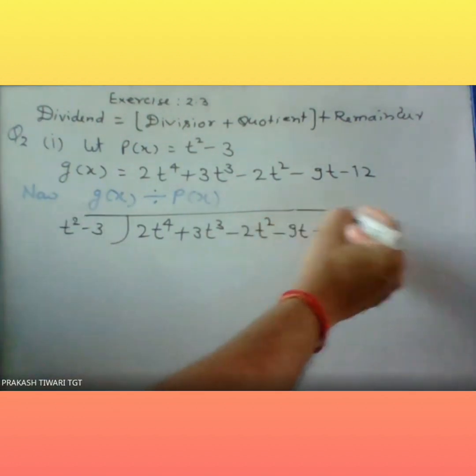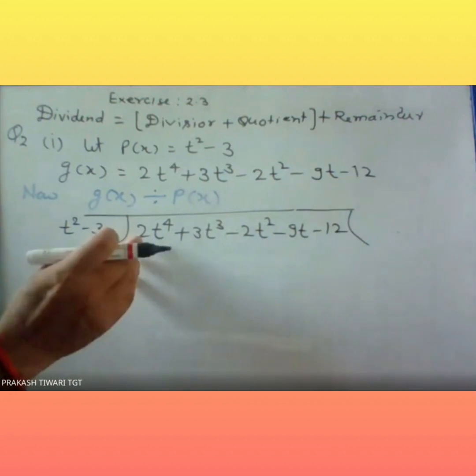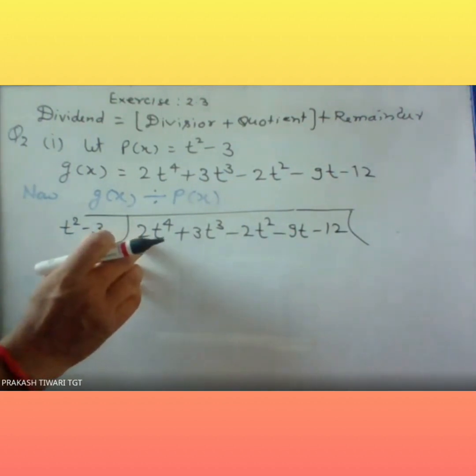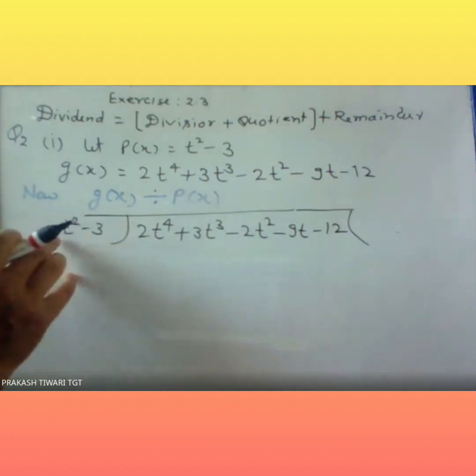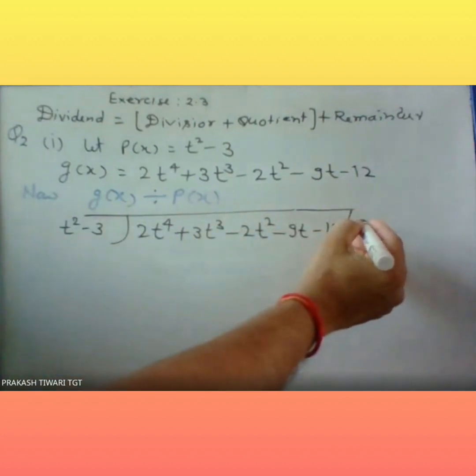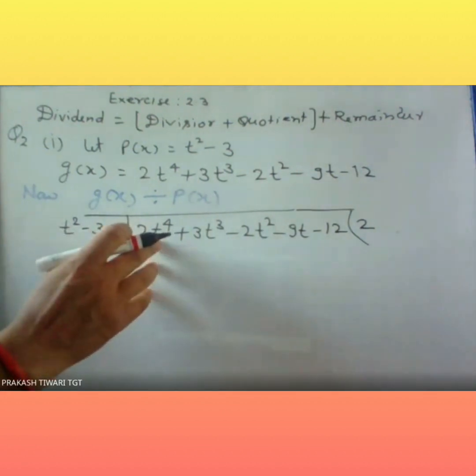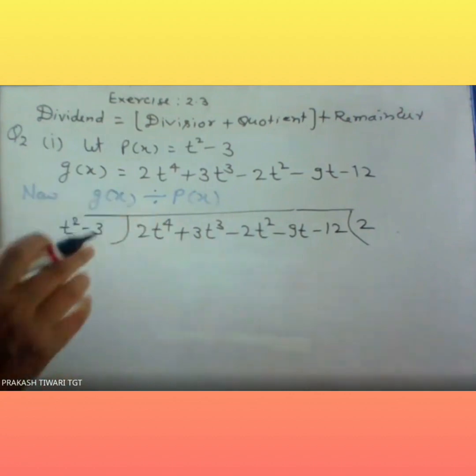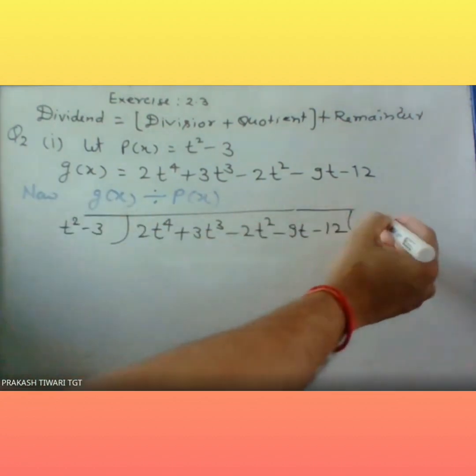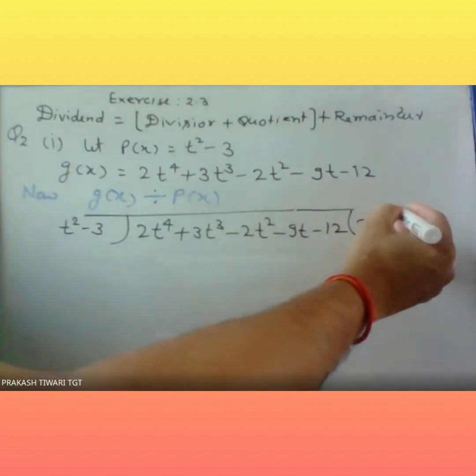So first of all, what to do? You will observe the coefficient. Coefficient is 2. Okay, so first of all, you will write 2, and then here degree of this first term is 2, and degree of the first term in the second polynomial is power 4. So you will write here degree, that is 2.